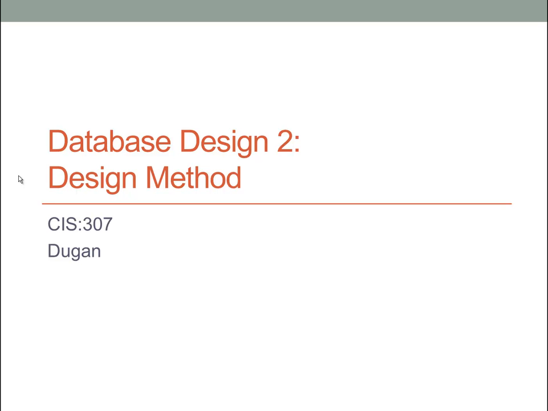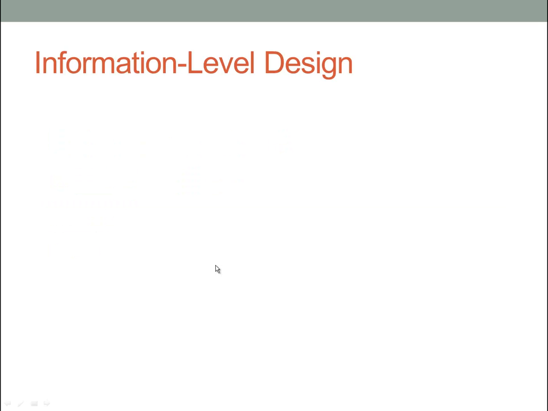This lecture accompanies the first part of chapter 6 for CIS 307 as part of the Iowa Community College Online Consortium. Chapter 6 is Database Design 2, Design Method. It starts off and talks about the information level design and the physical level design, and understanding the differences between these two steps through the design process.